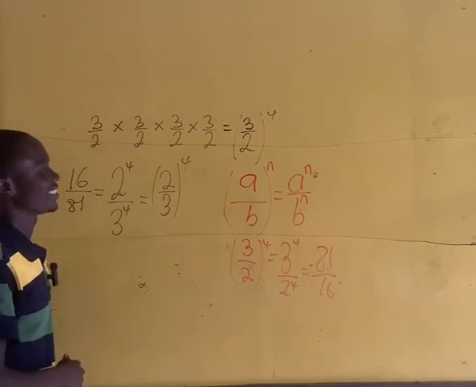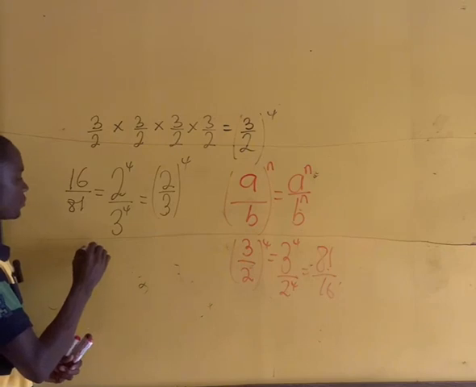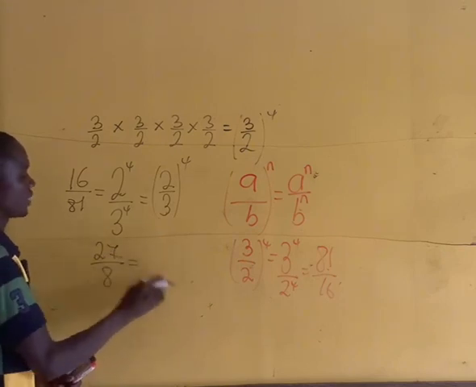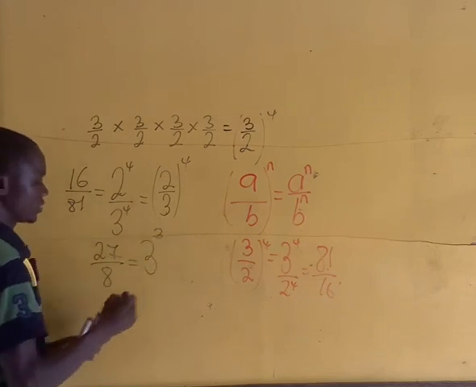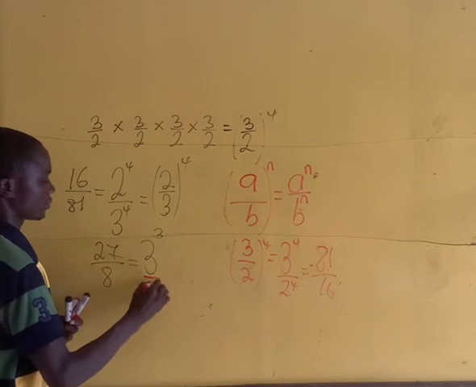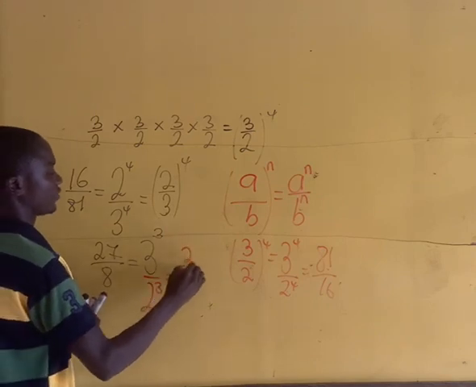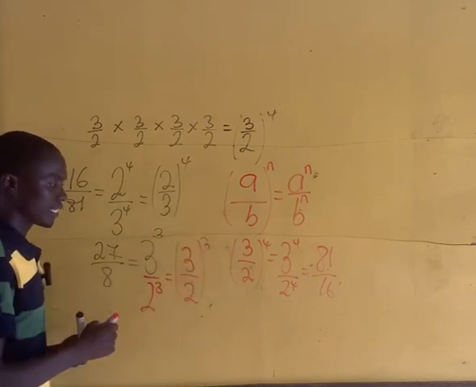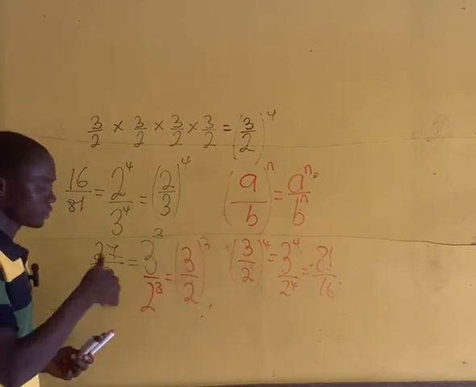Good. Okay, let's take 27 out of 8. 27 is 3 power 3. And then 8 is 2 power 3. So this can be written as 3 divided by 2 all power 3 in a very simple way. So that is good.